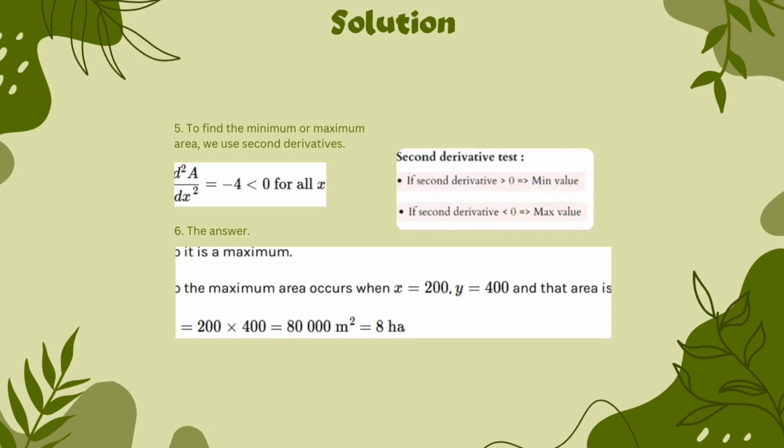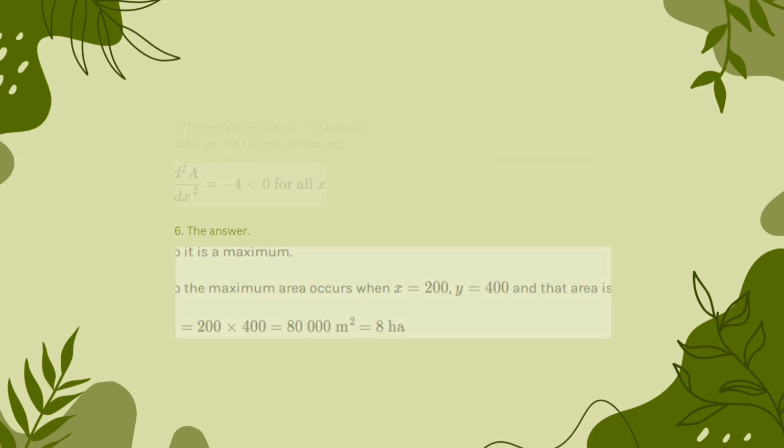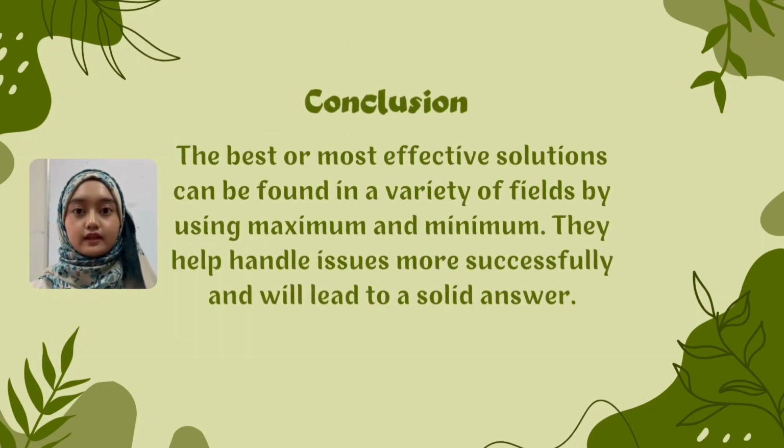So the maximum area occurs when x = 200 and y = 400, and that area is 200 multiplied by 400, which gives 80,000 square meters, equal to 8 hectares. The best or most effective solutions can be found in a variety of fields by using maximum and minimum, which helps handle issues more successfully and leads to a solid answer.